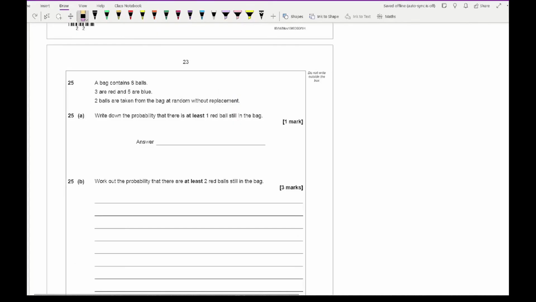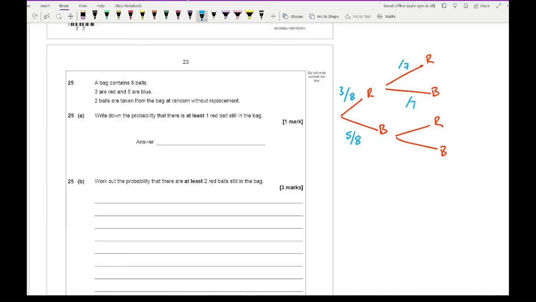Now looking at question 25, it says the bag contains 8 balls, 3 are red and 5 are blue. 2 balls are taken from the bag at random without replacement, so we're not putting them back in. So this straight away resembles a tree diagram question. So let's start by quickly drawing our tree. Here we've got red and we've got blue, and we're selecting 2, so I've got another branch, blue. So here we've got 8 in total, so the red is 3 over 8, and that's 5 over 8, and then from this I'm going to end up with 7 because we're not replacing them.